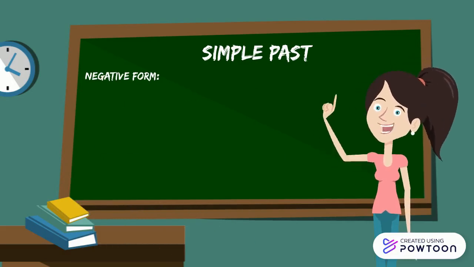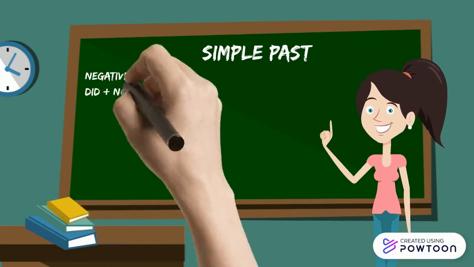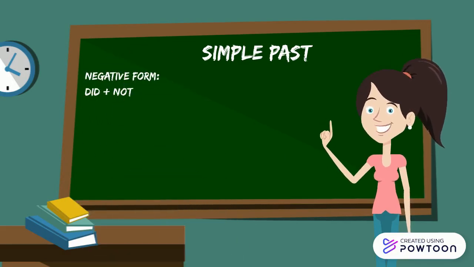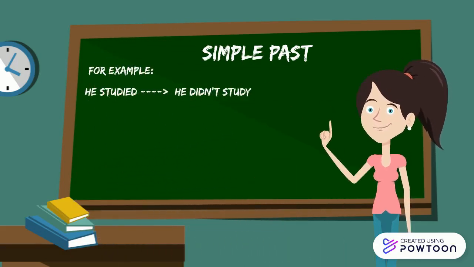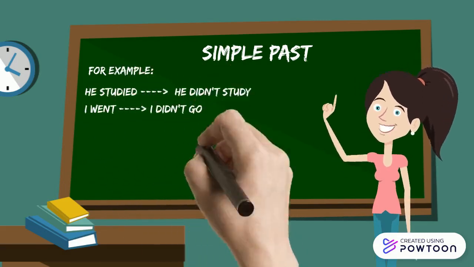We need an auxiliary verb, did plus not. And after didn't, we add the infinitive form of the verb. For example, he studied. He didn't study. I went. I didn't go.